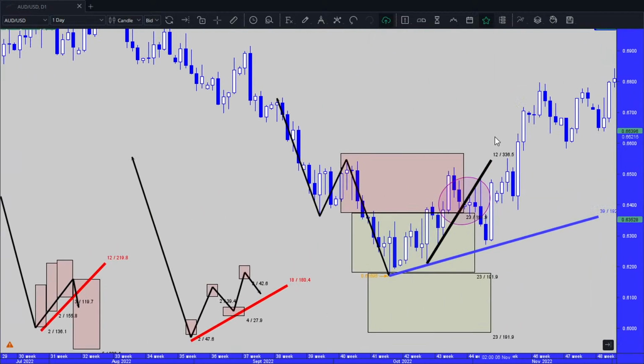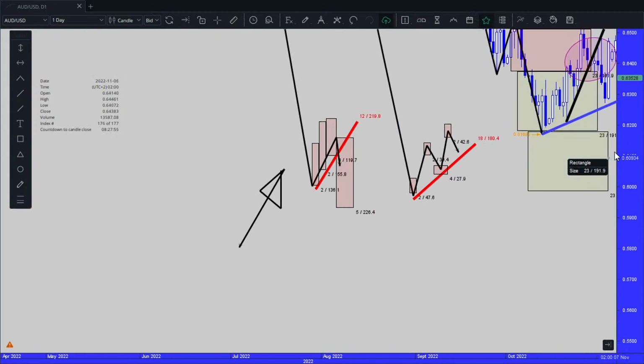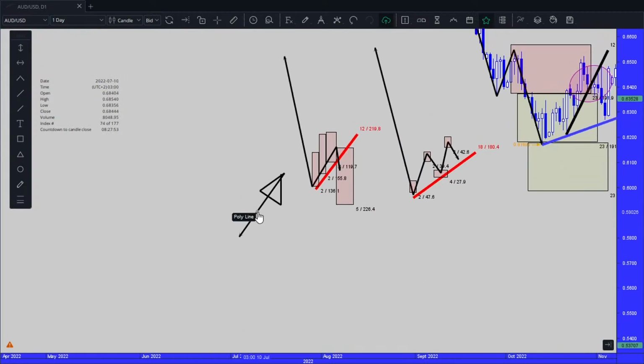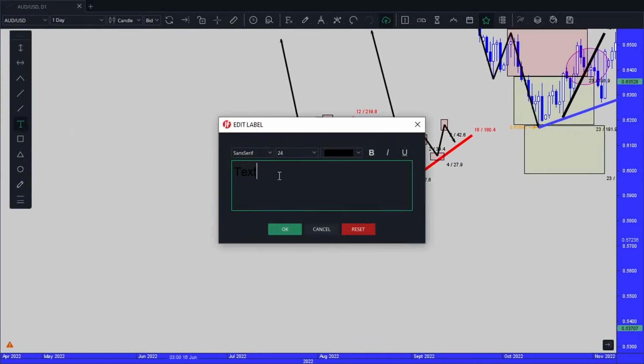Okay. Now, demo trade, everybody. Demo trade, simple trading strategy. You're going to love this.